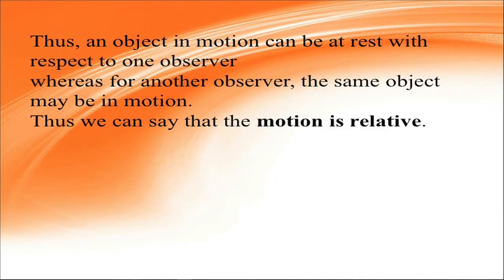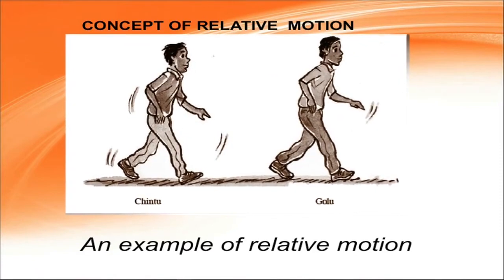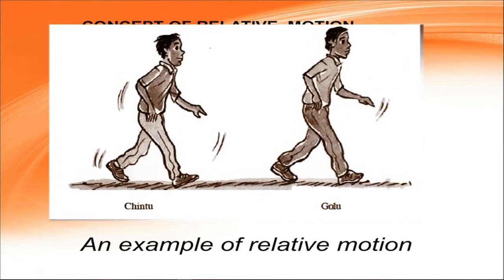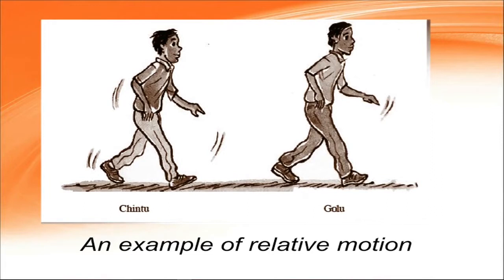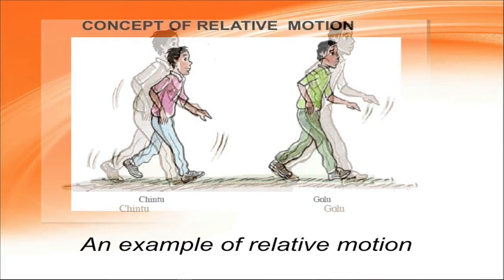Thus, an object in motion can be at rest with respect to one observer, whereas for another observer the same object may be in motion. Thus, we can say that motion is relative. You can see here an example of relative motion. One man is moving, another one is at rest. So, the motion is with respect to another man.